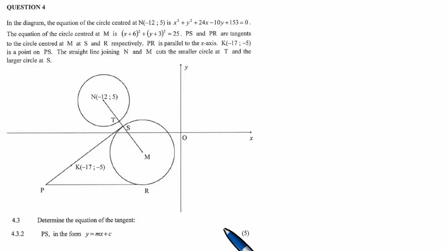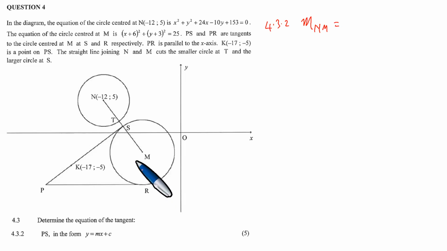Determine the equation of the tangent. What is the equation of the tangent PS? Now we're looking at the equation of the tangent PS. What is the equation of the line of the tangent PS? First, we must find the gradient of NM. So to answer question 4.3.2, we find the gradient of NM.